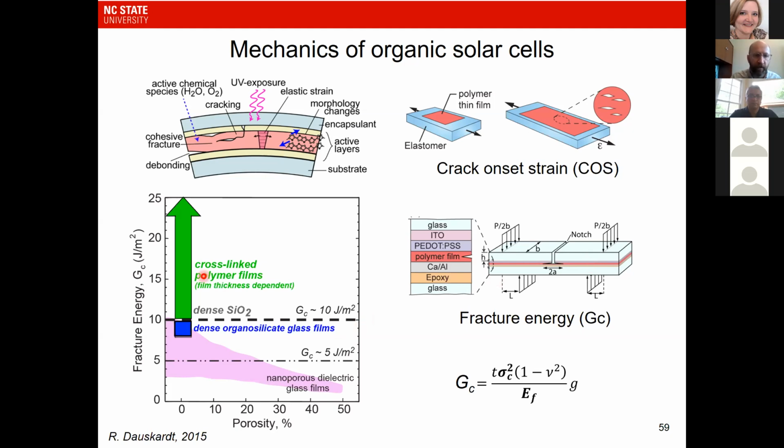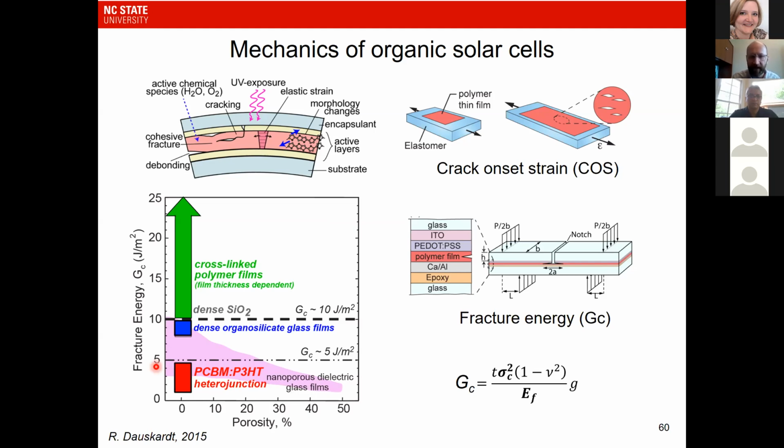If you look at this graph here, we have nanoporous glass films that are around 50% porous, so you would expect those to be relatively weak, with a few joules per meter squared in terms of their fracture energy. But we want to be in this cross-linked polymer film, like a really tough polyester coating, to be mechanically robust. And it turns out a lot of these polymer small molecule systems are down here. This is the P3HT PCBM that I've talked about several times now. Really low fracture energies, so that's why they're so prone to failure.